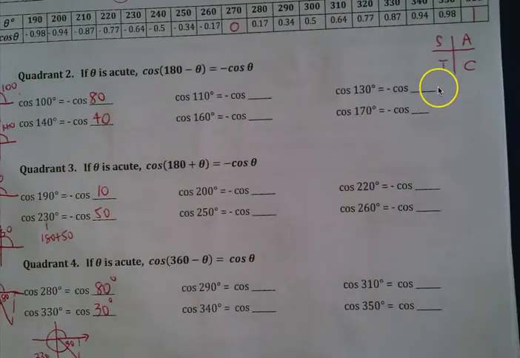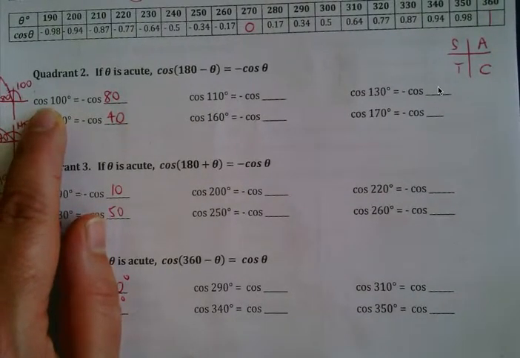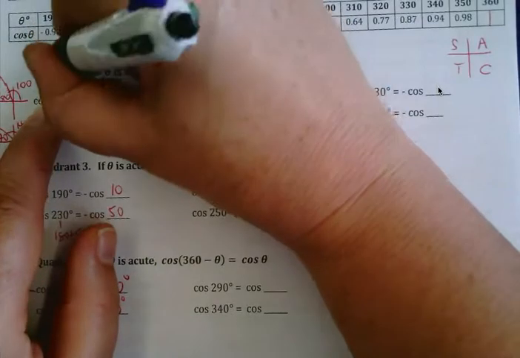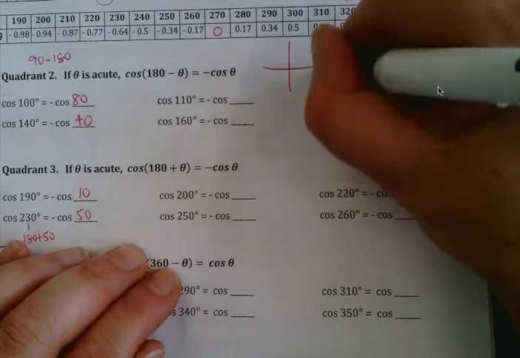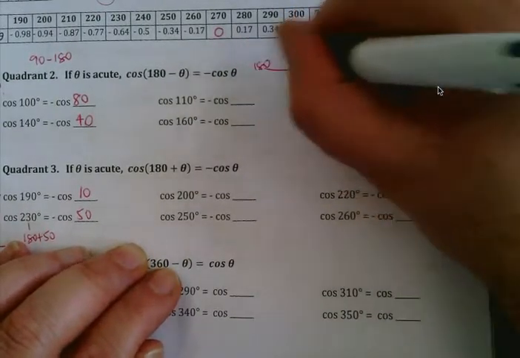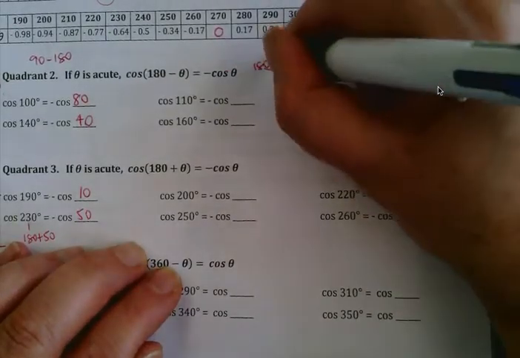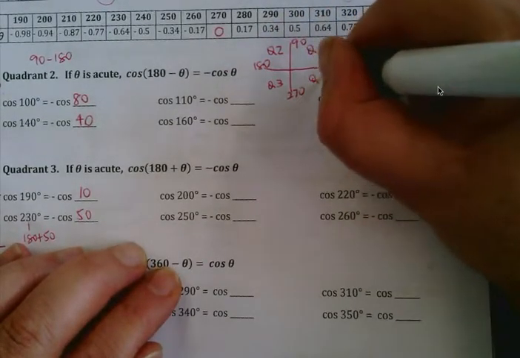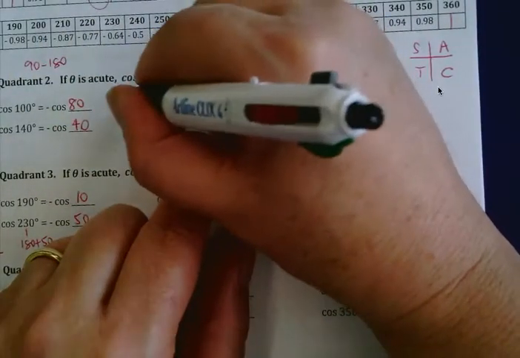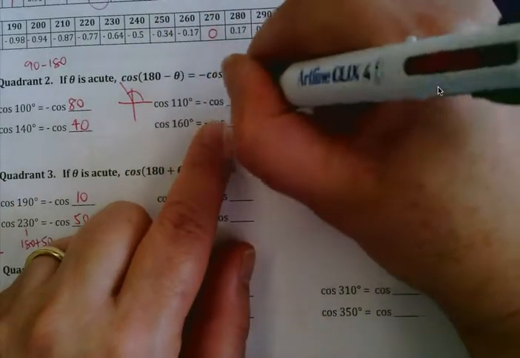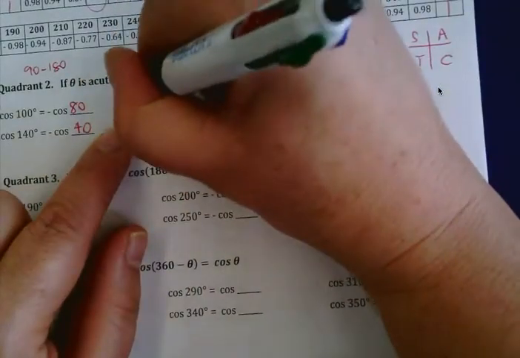As soon as you hit quadrants 2 and 3, cos is going to be negative. And these are quadrant 2 angles. Anything between 90 and 180 is quadrant 2. How do you know? You draw your little thing like this. And you go 0, 90, 180, 270, 360. Quadrant 1, quadrant 2, quadrant 3, quadrant 4. Okay? So 110, so you can finish these off. 110's like that. It's quadrant 2, so it's got to be negative of the cos 70, etc.